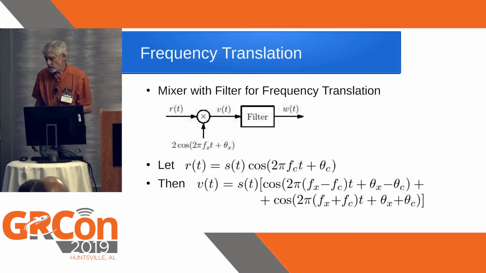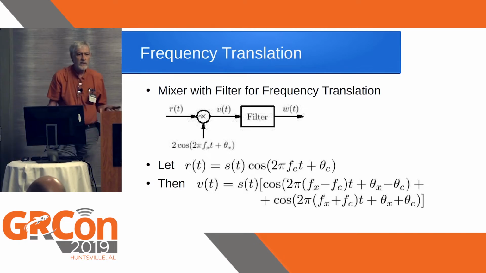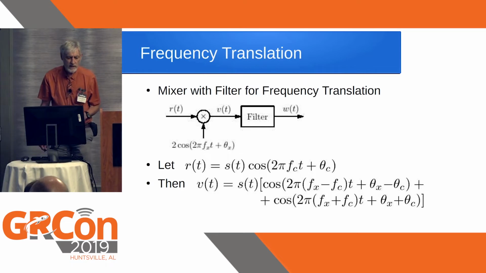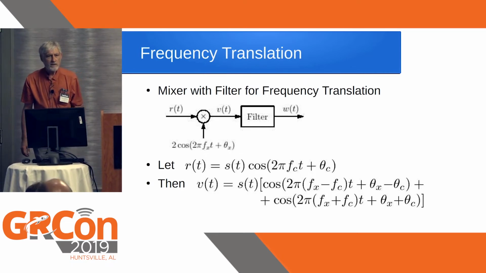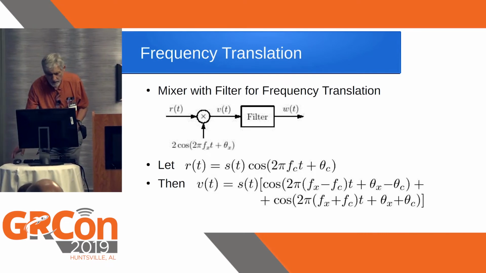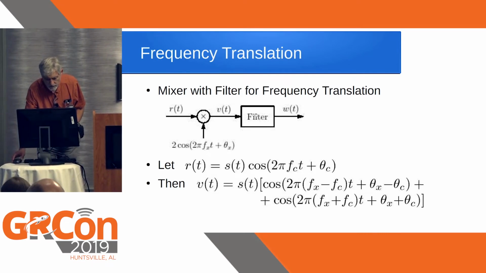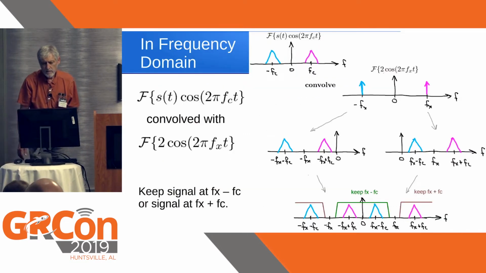Okay, so here is the frequency translation. What you do is you basically have a multiplier, and you multiply two sinusoids together in the simplest case. And when you multiply two sinusoids together, then you get out the sum frequency and the difference frequency at the output. And one of the two you're going to filter out with that filter. So graphically, that's what this looks like.